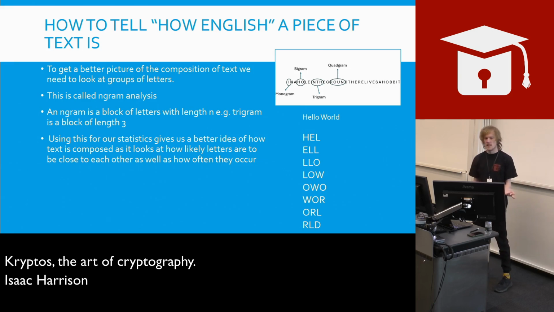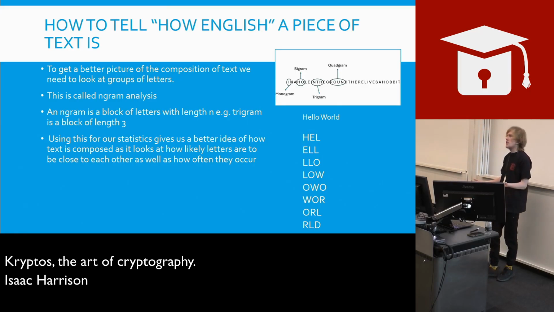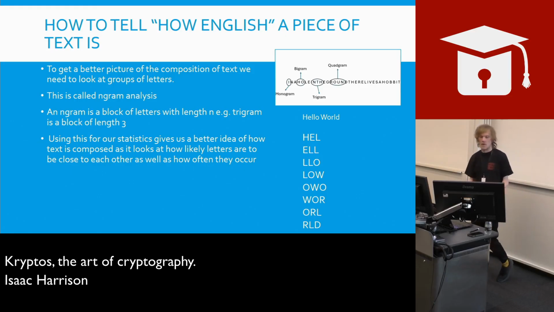This is called n-gram analysis, and an n-gram is just a block of n letters. So a monogram is 1, a bigram is 2, a trigram is 3, and so on. It tells us much better how the text is composed; it tells us what letters go next to each other. So the trigram "the" should come up a lot more than the trigram of 3 Zs next to each other.